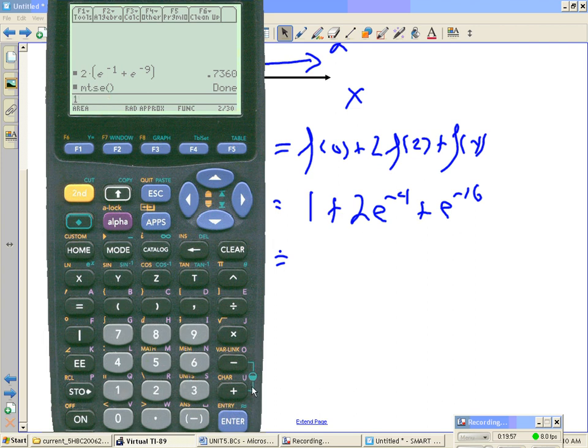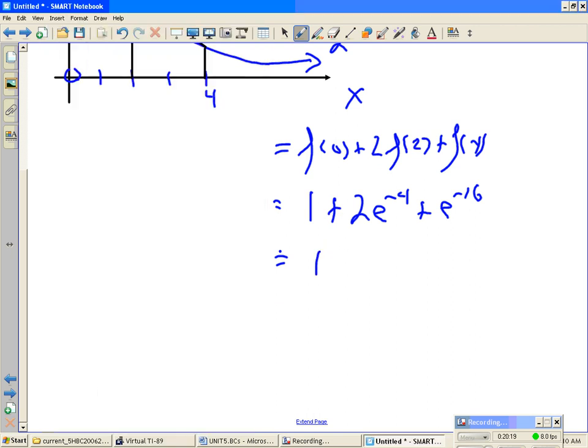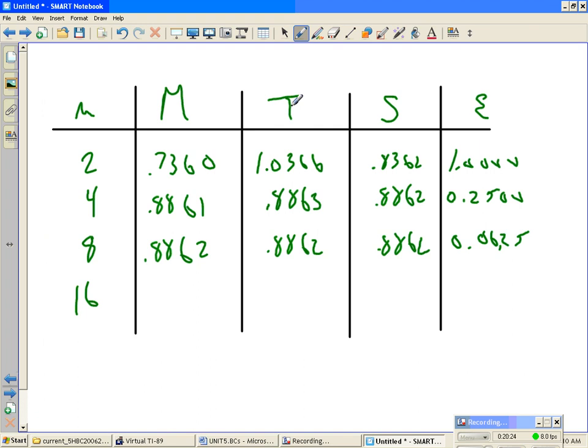Just curious. 1 plus 2 times e to the, what is it, negative 4, and I'm in approximate mode, so it'll give me a decimal, plus e to the negative 16. And you got 1.0366. Does that sound familiar at all? Yes, we got that already somewhere. 1.0366. Isn't that what we got for trap with two rectangles? There it is. This is exactly what we're doing.